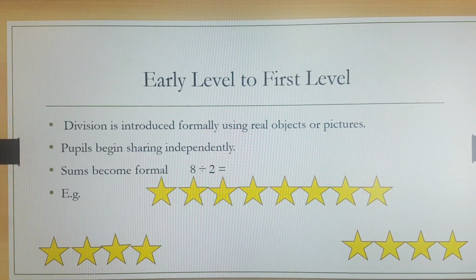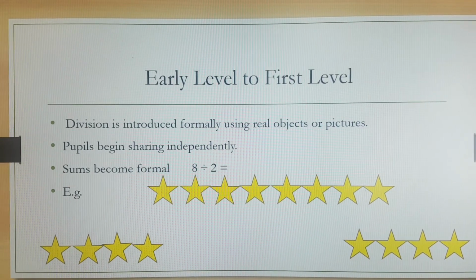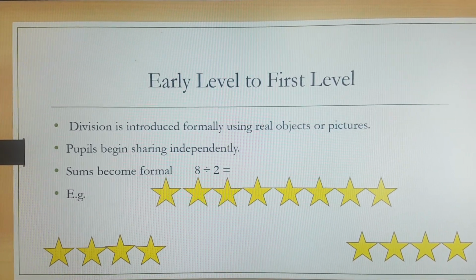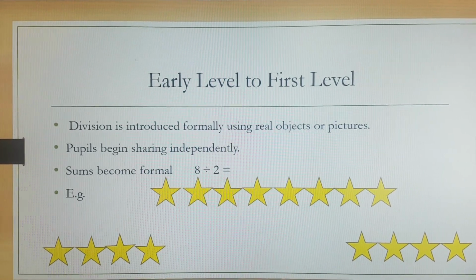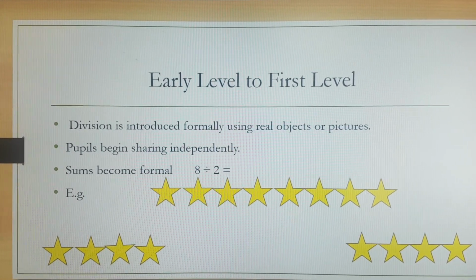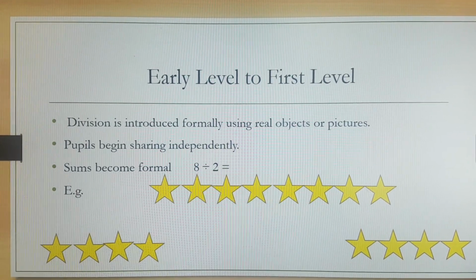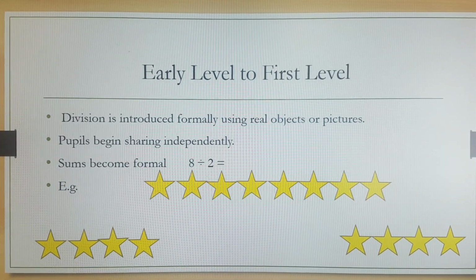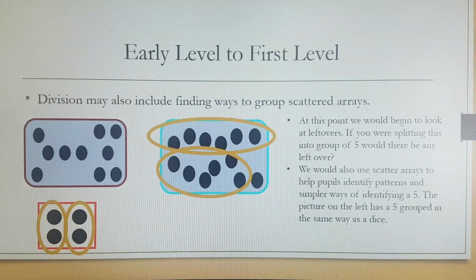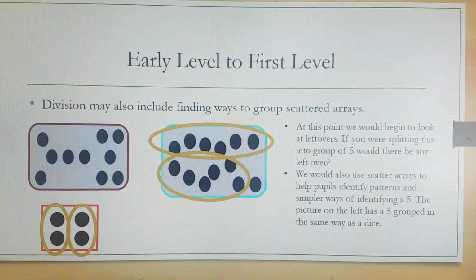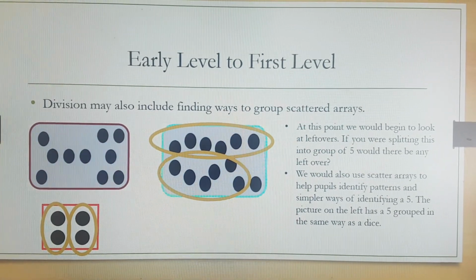We may ask the pupils to collect cubes and distribute those into 2 groups. We may ask them to score out the stars as they distribute them into 2 groups. It's a more practical approach to answering the sum. We may also include scattered arrays.